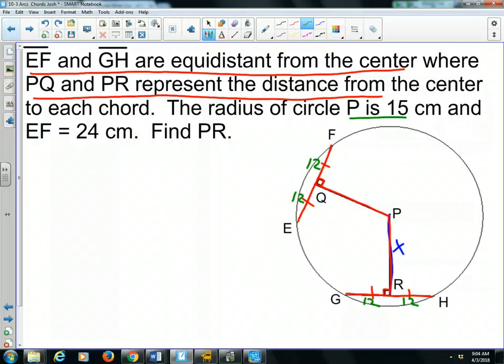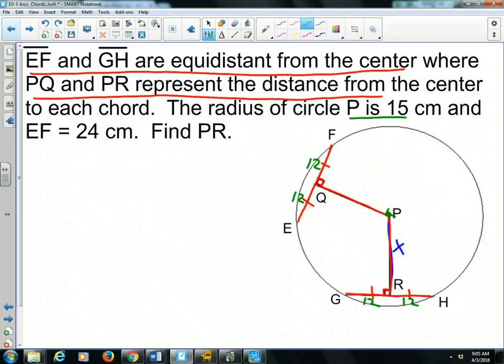Now, I don't see any radius in the circle right now. And so what we're going to do, class, is draw a radius. Any segment from the center of the circle to the outside of the circle is a radius. It wouldn't make sense to draw this radius, even though that segment is 15 centimeters. Instead, let's draw it in a place that helps us.